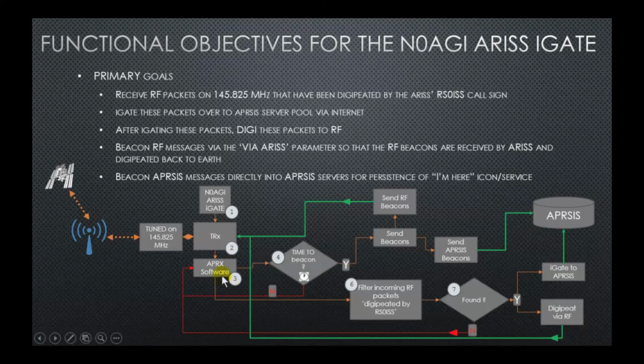The second part of the functionality is to listen in on packets that are already digipeated by RS0ISS. And then once those packets are available, it takes those packets and IGATEs those packets to the APRS-IS server pool, and then it digipeats them via RF. So that's it really in summary.